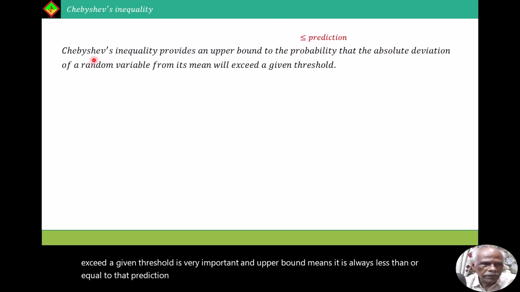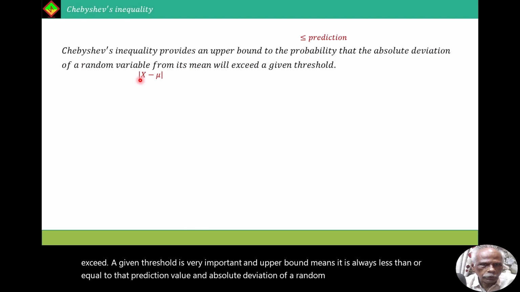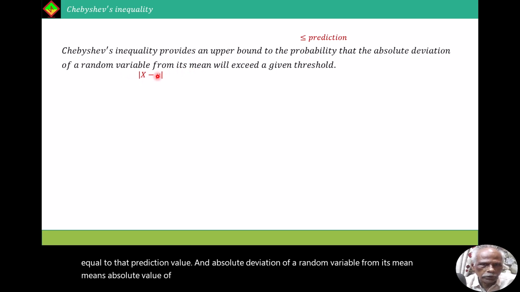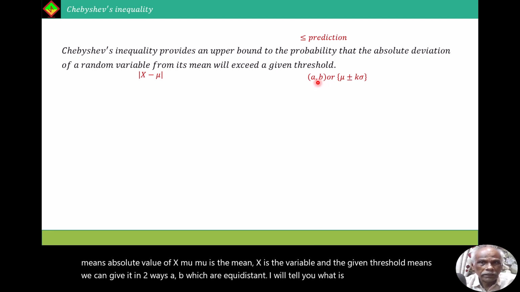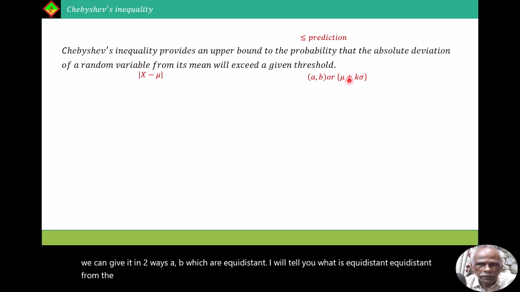And absolute deviation of a random variable from its mean means absolute value of x minus mu. Mu is the mean, x is the variable. And the given threshold means we can give it in two ways, a comma b, which are equidistant. I will tell you what is equidistant. Equidistant from the mean, or mu plus or minus k sigma, that is k times the standard deviation sigma.